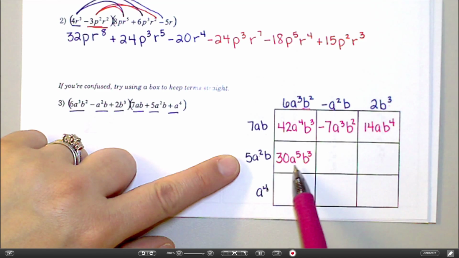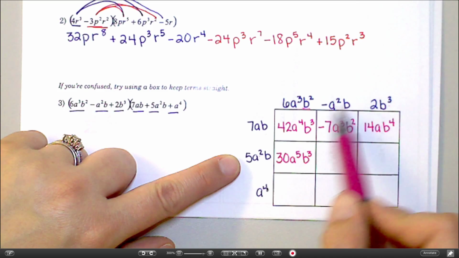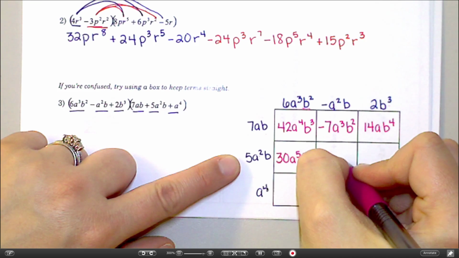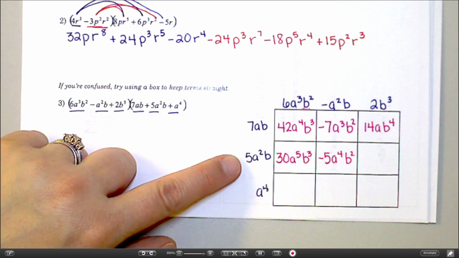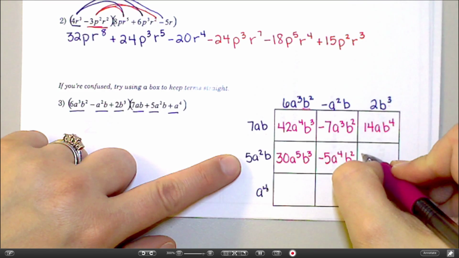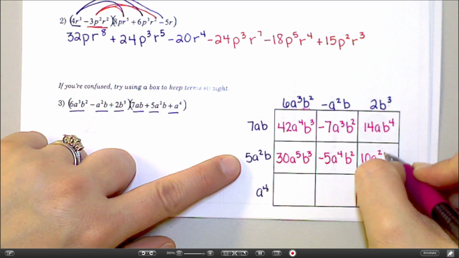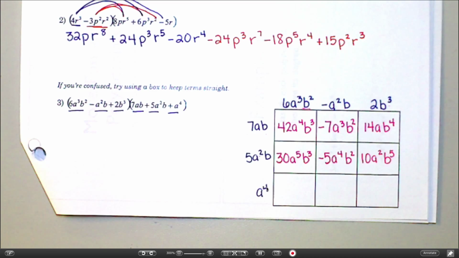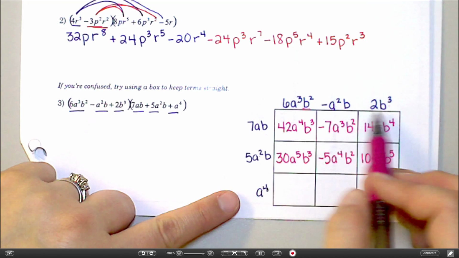Okay. And then here, 5 times negative 1 would be negative 5. A to the fourth, b to the second. Good. This would be 10 a squared b to the fifth. Yep. One more row, I guess I should say. So this one really is just going to get 4 a's tacked on to everything.